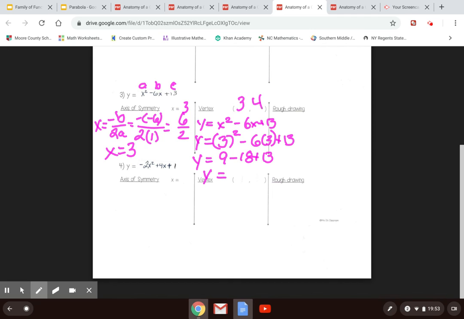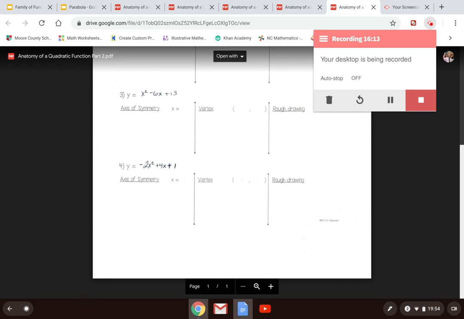So again, to make my drawing, my a value is positive. So I know this is a parabola that's going to open upward. My axis of symmetry is going to go directly through the center of it, and it's going to be the line x equals 3. And then my ordered pair of my vertex, which is the turning point of my parabola, is going to be 3, 4. I'll pause. All right, so for the last one, I have y equals negative 2x squared plus 4x plus 1.